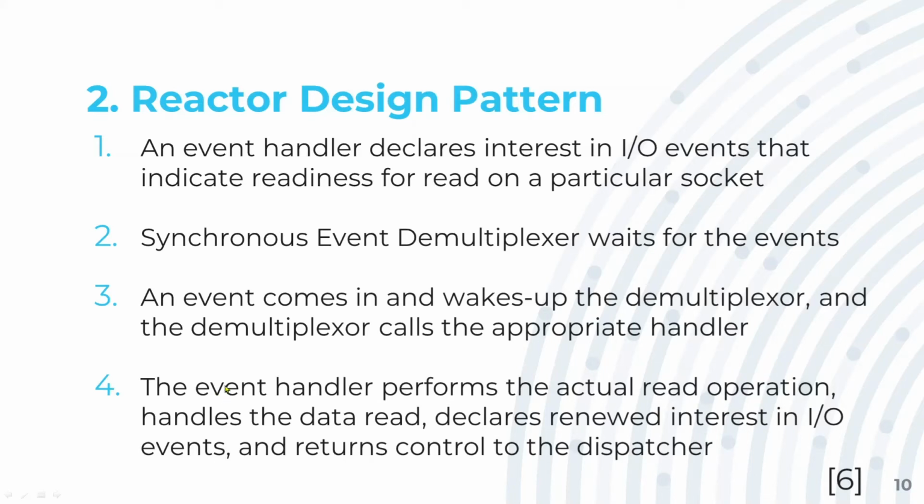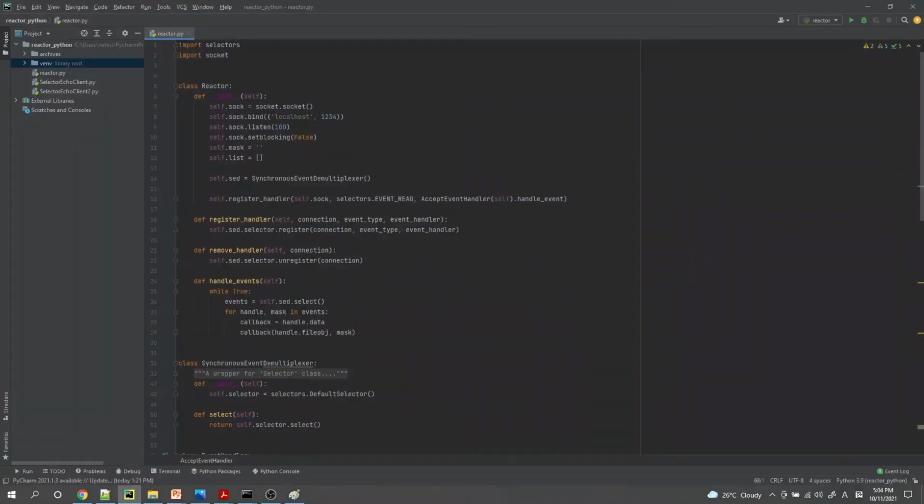Okay, let's take a look at the example code I wrote in Python. This example is a simple server using socket connection. This server can handle 2 types of requests from multiple clients. The requests it can handle are accept connection and read. The synchronous event demultiplexer in this example was implemented using the selectors library, which lets the OS call back when a certain registered event happens.